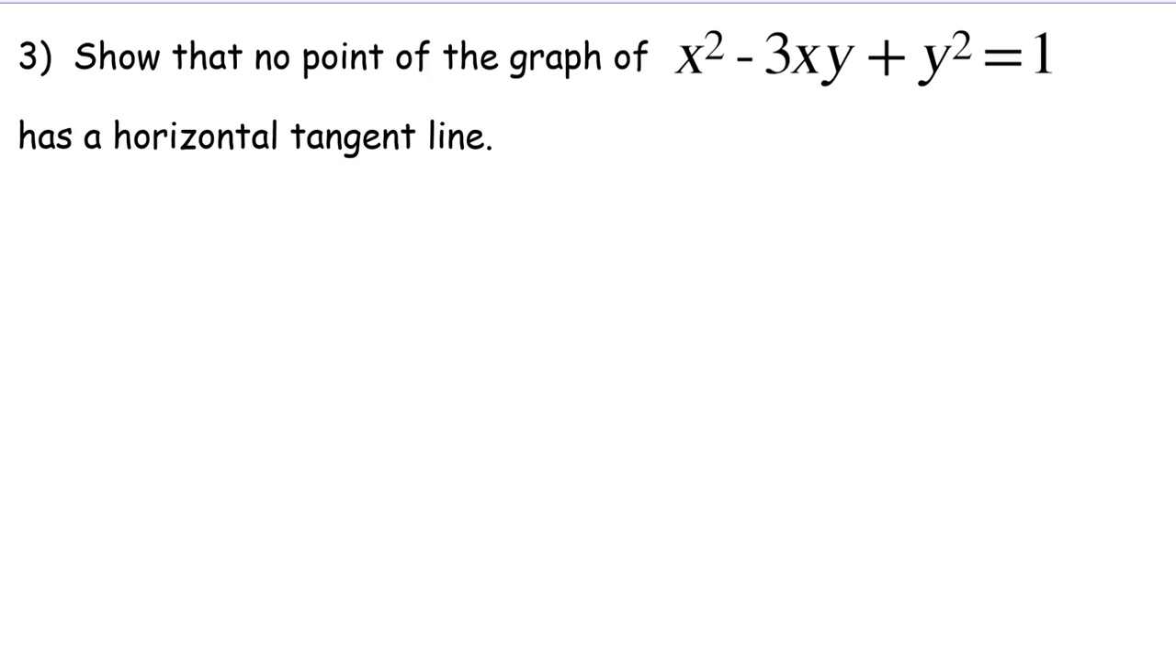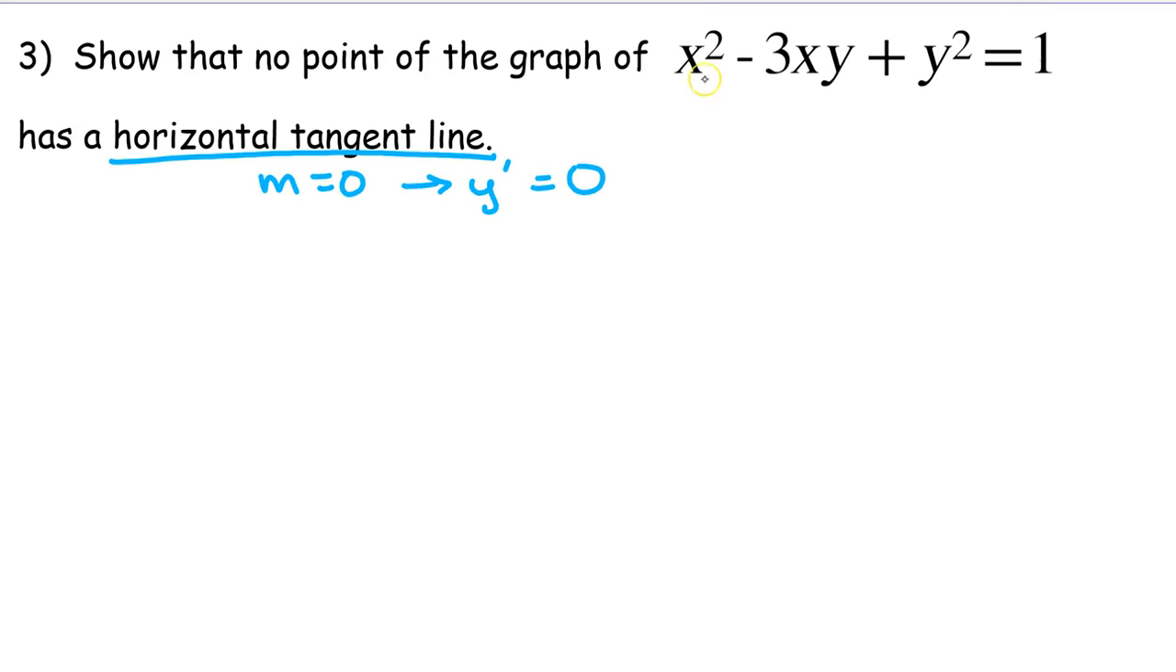Okay, let's keep going. We have one more problem. Show that no point of the graph here has a horizontal tangent line. So here's the concept. A horizontal tangent line has what slope? You're right, the slope is 0. So that means that the derivative would be 0. So what we have to do is show that this equation doesn't give us a y prime value of 0.